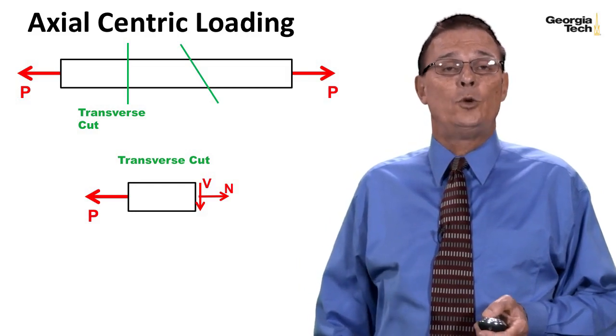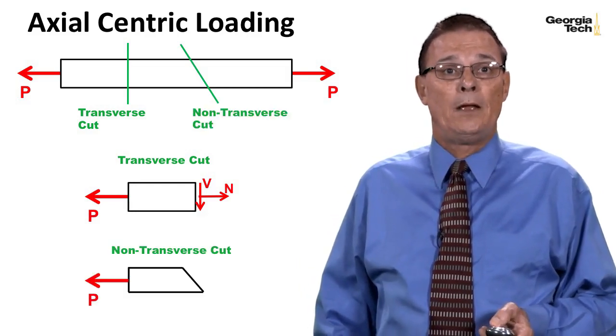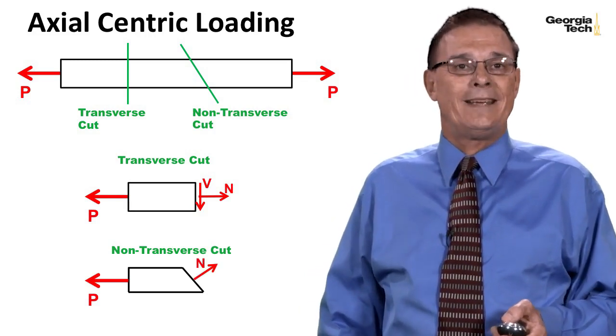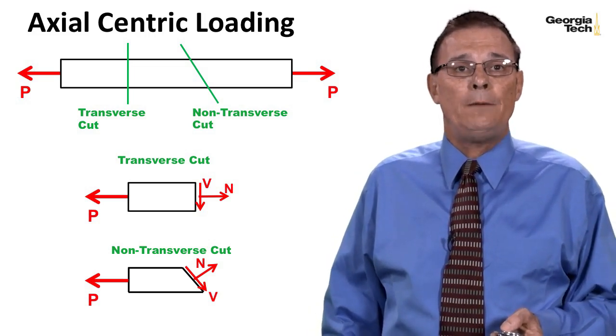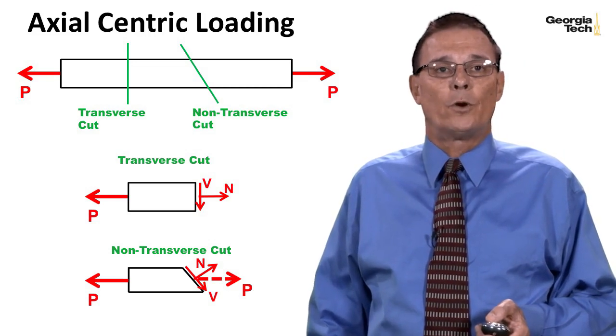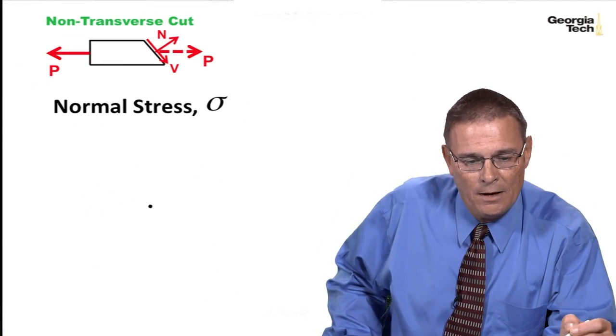But then I can also do a non-transverse cut. And when I do a non-transverse cut, I end up with a normal force, which we're going to label as N, and again, a shear force, which we're going to label as V. And combined, they balance out the P force, the external force on the left. So let's look closer at this non-transverse cut.